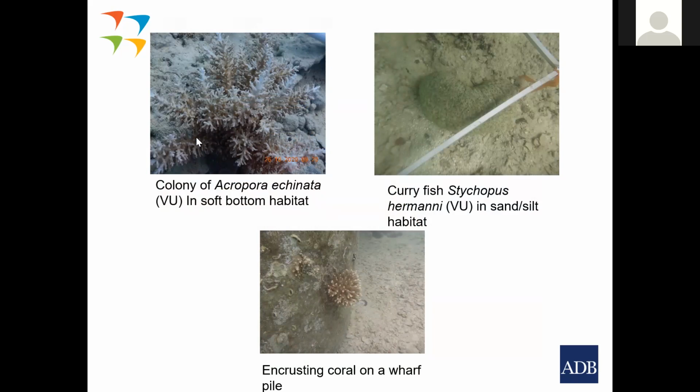And here's just some pictures of some of the corals we've got. This is a vulnerable species, colony Acropora from the soft bottom habitat. And you can see here on the artificial habitat, encrusting coral on a wharf pile. And this just happened over a few years. So even just over a short time, we had quite a lot of recruitment on the wharf pile. And here is the curryfish or the sea cucumber, which is a vulnerable species. All these were found in the area that is likely to be dredged or significantly affected by dredging.